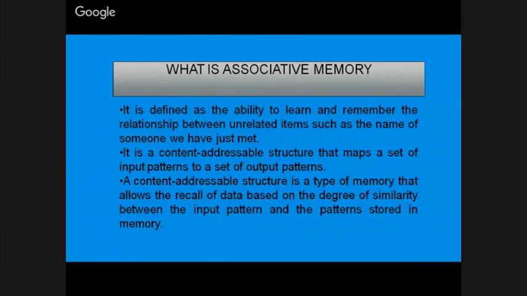So associative memory is basically a content addressable structure which memorizes the association between input patterns and output patterns. And whenever we have trained an associative memory, then if we give some input pattern to it, it should be able to recall whatever is the associated stored pattern in the memory. So we have to see how we train this associative memory and how we recall these patterns from it.